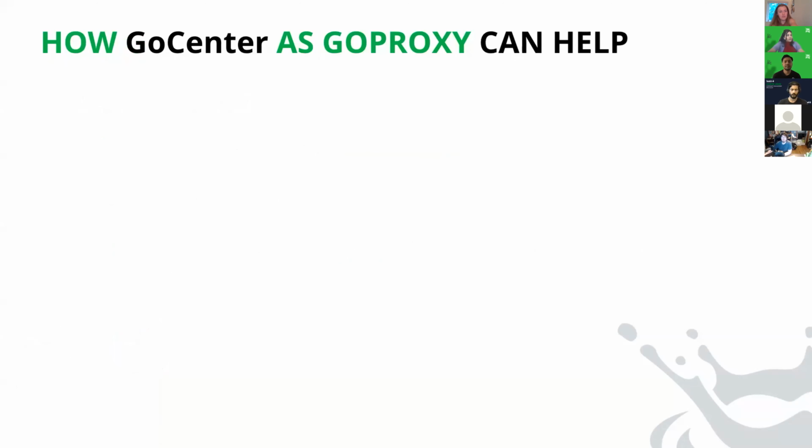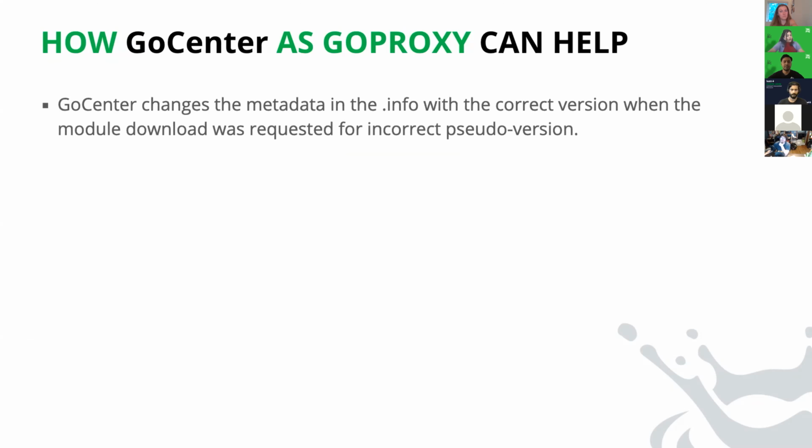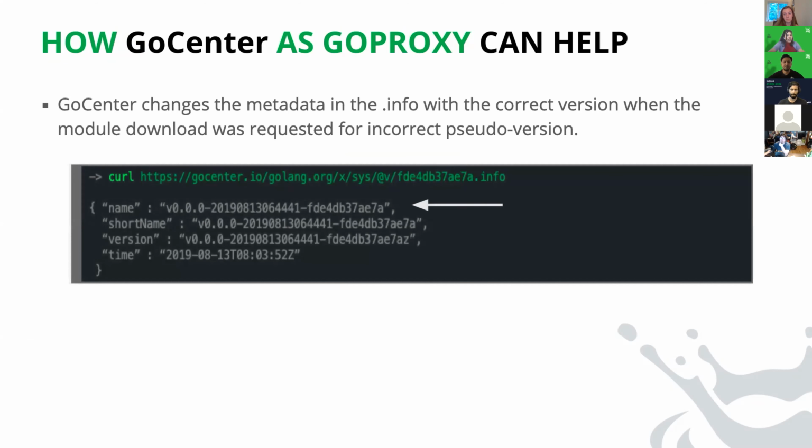So how can GoCenter as a proxy help? We, as community people, realized this problem that many people might be facing. So we have accommodated some changes related to that, because we want to serve the modules irrespective of the version. If there is any change, we also want to comply with the Go ecosystem. So whenever there is a module download request, GoCenter changes the .info content with the correct pseudo version and sends it for download, so that you will have the correct pseudo version downloaded.